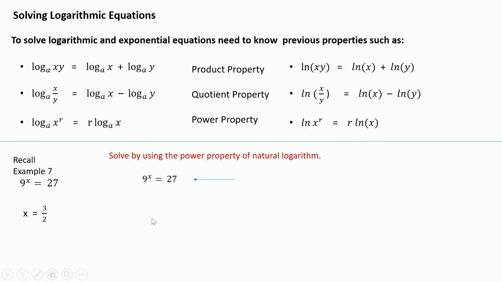You're going to take the ln of both sides. You bring down the exponent by taking the ln of both sides, right? If you have the ln of a variable raised to an exponent, the exponent goes to the front. You see, the r is the exponent, and the r went to the front. So how do we bring the x down? By taking the ln of both sides, right? You have to do it to both sides. So now by the power property, the exponent goes to the front.